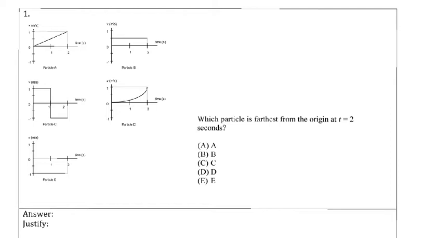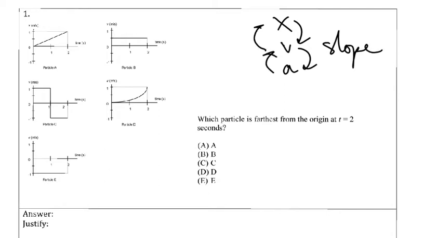Okay, so in our first problem, we have velocity time graphs. Always look at what kind of graph you have. It asks which particle is furthest from the origin at t equals 2 seconds. So I'm going to go ahead and think about our XVA. If we're going in this direction, we use slope. The other direction, we're going to use area.